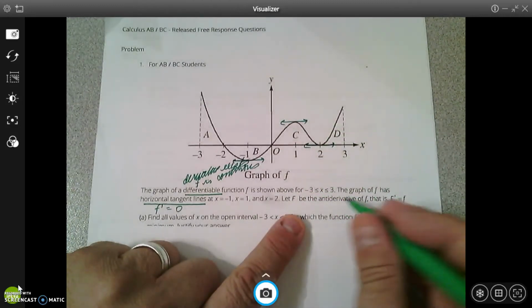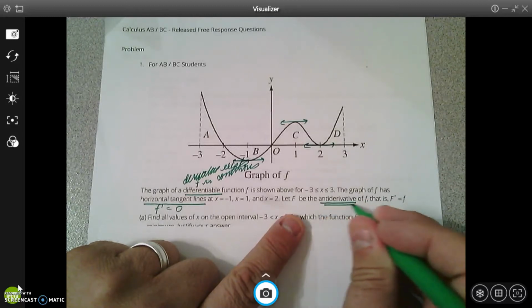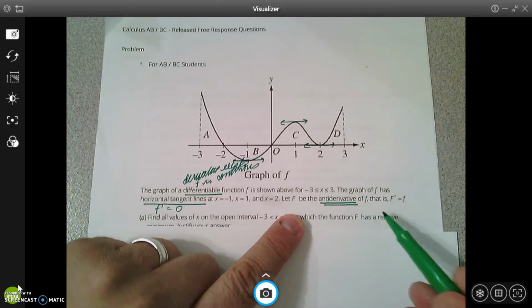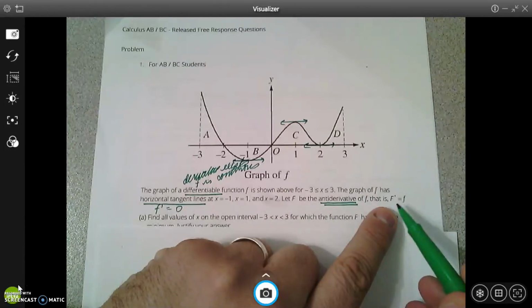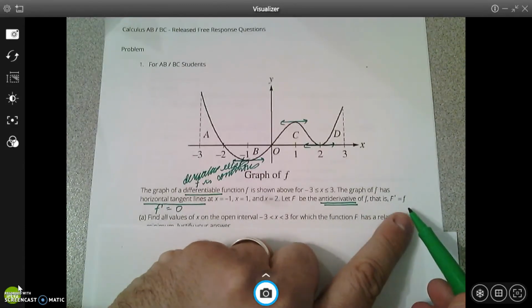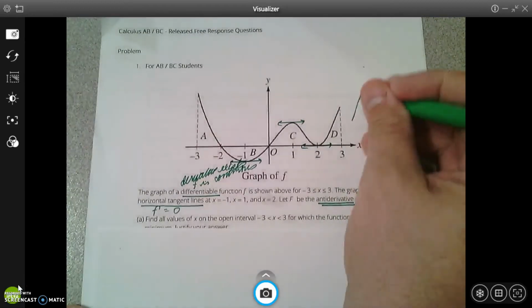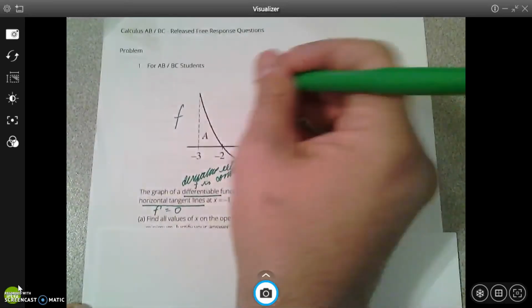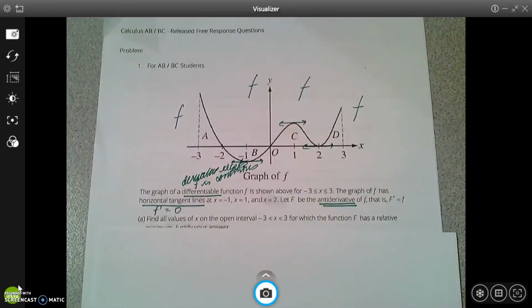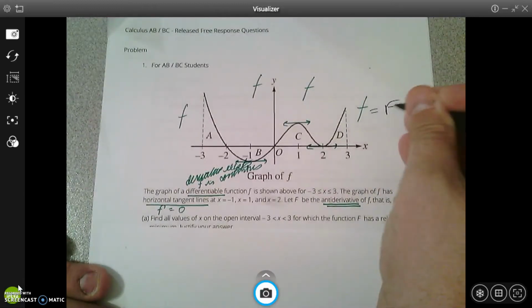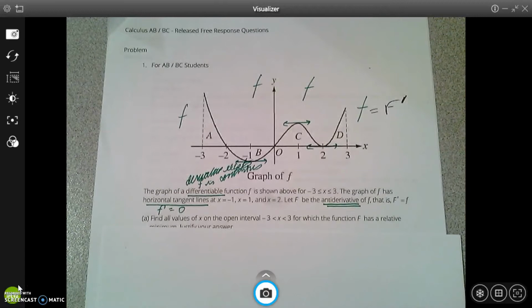Lastly, we know that big F is the antiderivative, now that's a word we haven't used in a while, of little f. What that means is if I take the derivative of big F, I'm going to get little f. And just so that we're super clear, what we're looking at is the graph of little f. I want to make sure we don't get that confused. And we were told in the problem that little f is the derivative of the antiderivative big F.